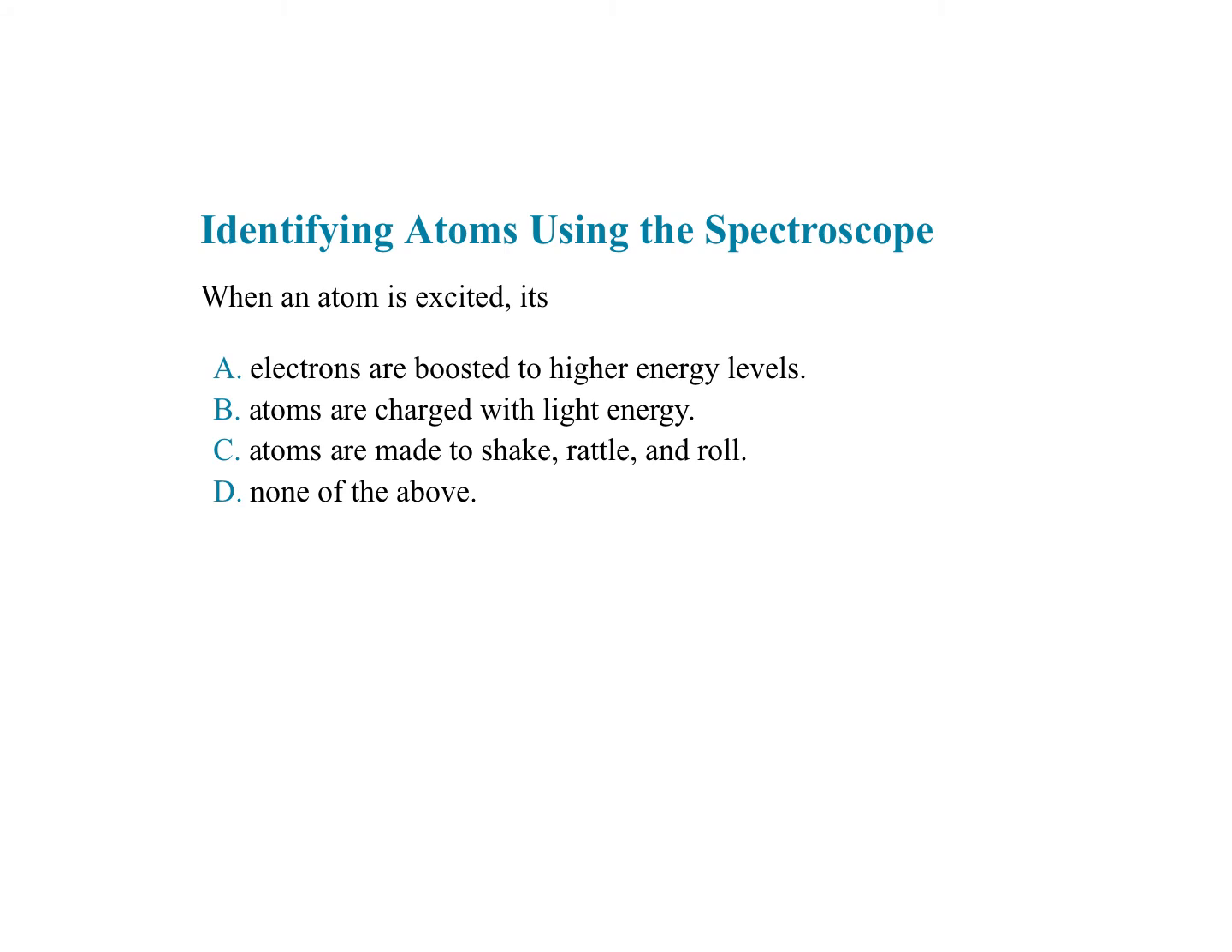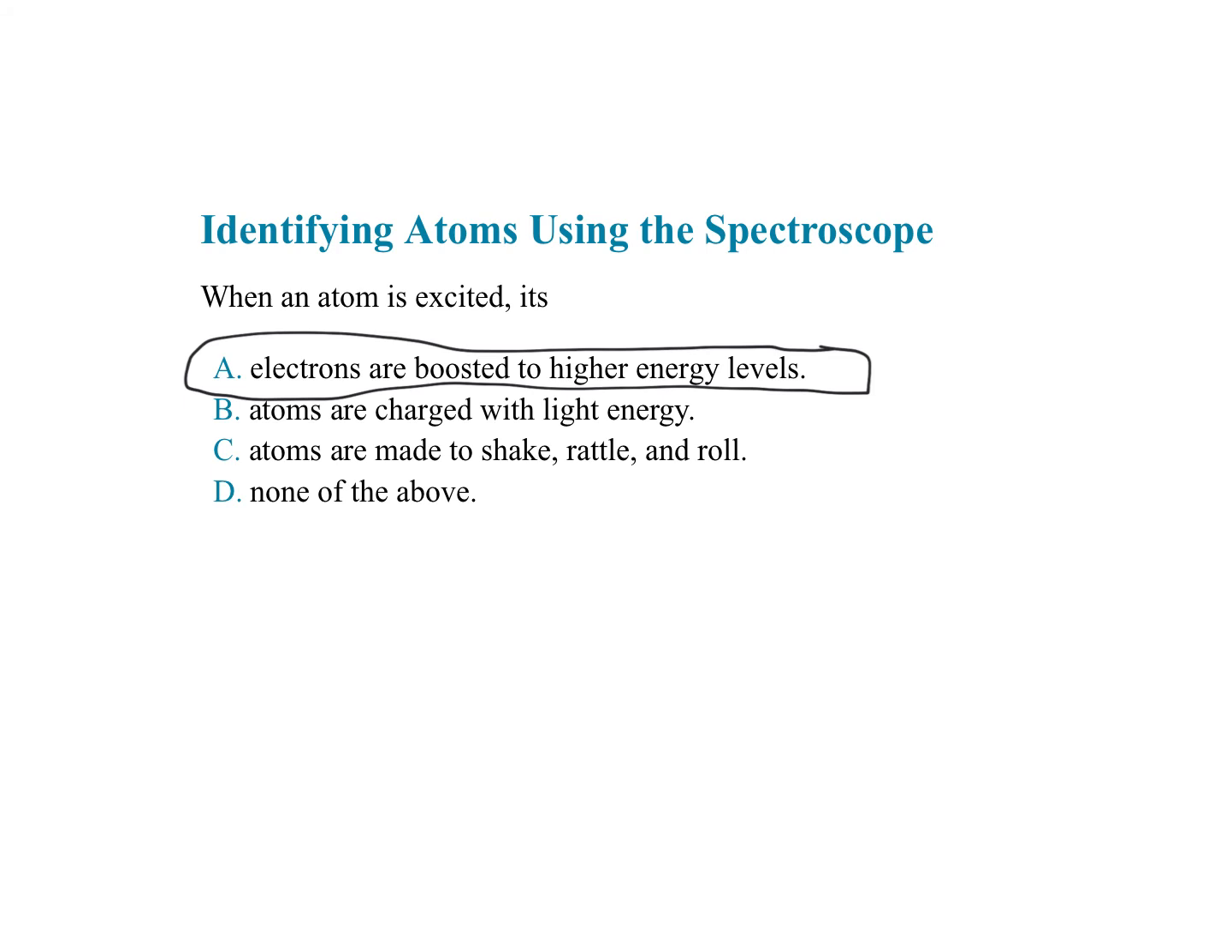Another example: when an atom is excited, A, its electrons are boosted to higher energy levels. Okay, we know that one is true. B, atoms are charged with light energy. I don't know what that means, charged with light energy. I don't think that's it. C, atoms are made to shake, rattle, and roll. That's a little tongue-in-cheek, I think, but I think we can discount that one. D, none of the above. Well, we already know that it's A, so that seems to be the only one that's valid here. When an atom is excited, its electrons are boosted into higher energy levels, or those higher shells that we talked about.